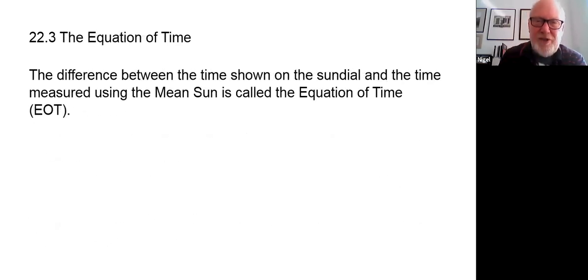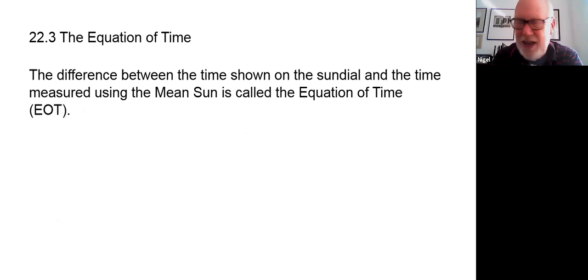And the difference between the time that the sundial tells us and the time that we can determine using the mean sun is called the equation of time. As I say, its more correct name is a correction to time, because you use the equation of time to change sundial time into mean time, which is the one that we use for timekeeping.